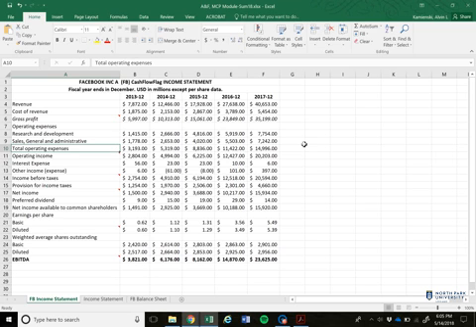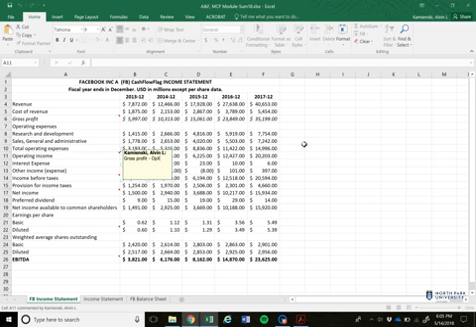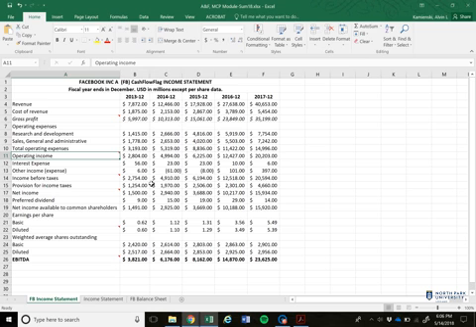So we end up with total operating expenses, and once we get into our total operating expenses, we then have a total that we can use to calculate operating income, where operating income is just going to be equal to all of our gross profit subtracting off our operating expenses.